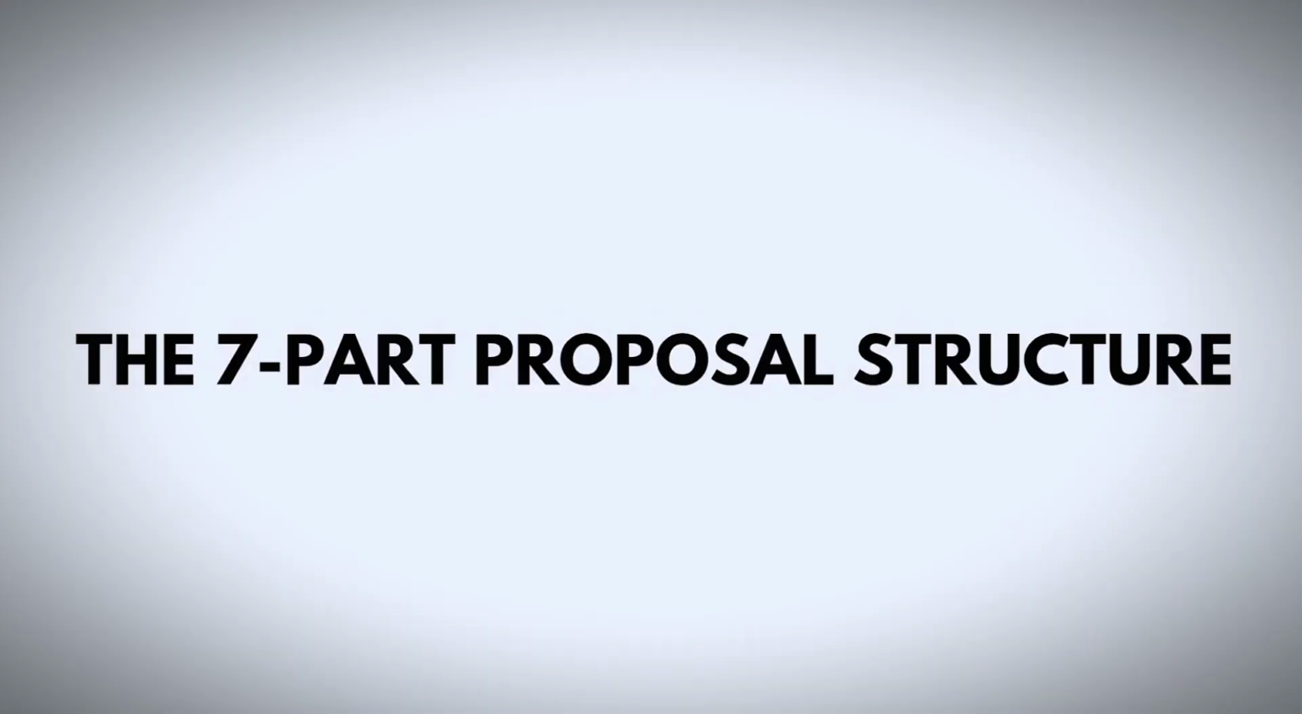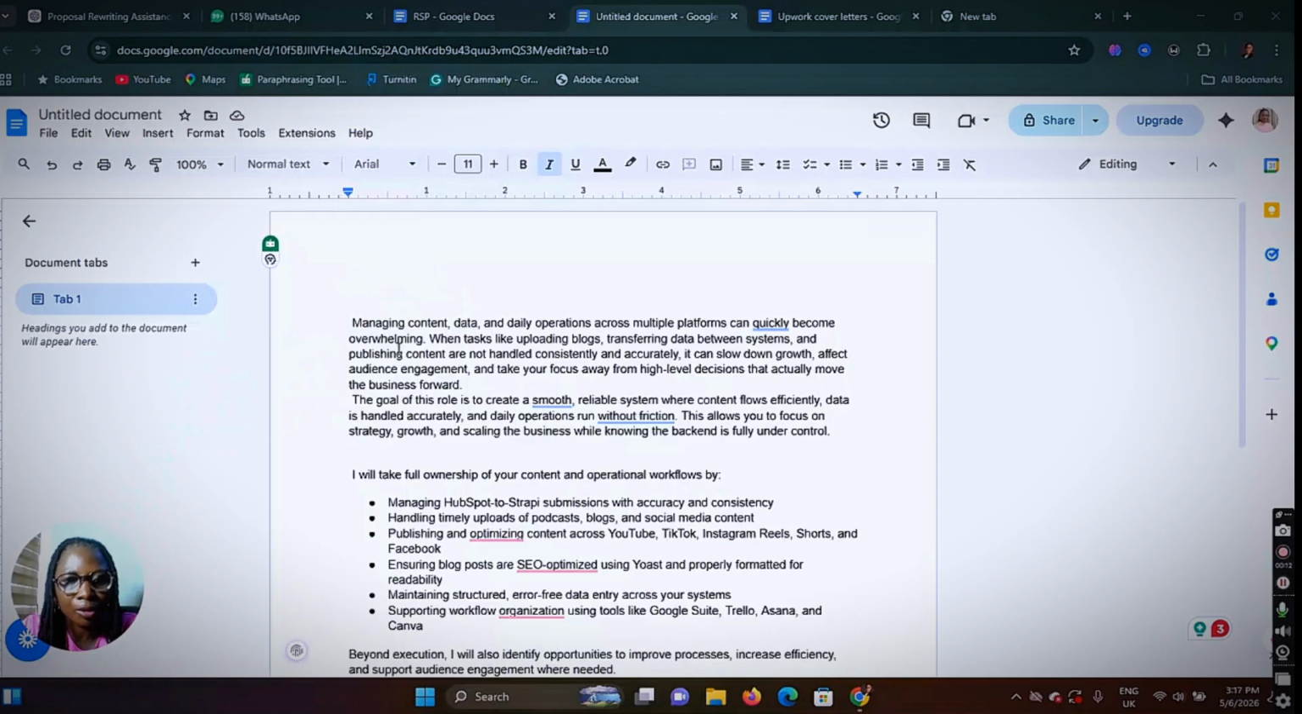So let's see an example of a proposal template, how you can write yours. We are writing a proposal to a business that needs an administrative assistant or a technical virtual assistant. Okay, so look at my opening here. My introduction says managing content, data and daily operations across multiple platforms can quickly become overwhelming when tasks like uploading blogs, this and all that.